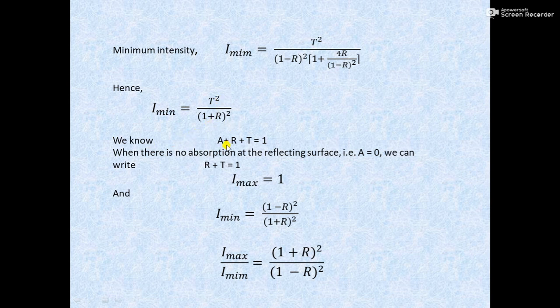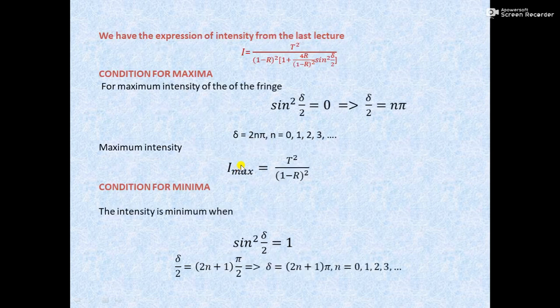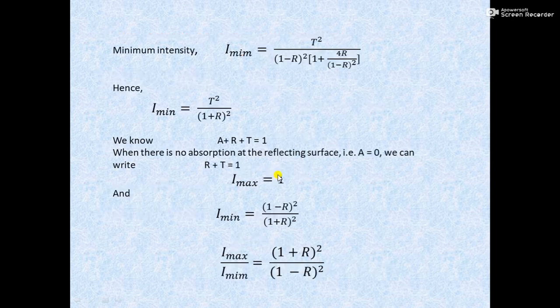Now, we know that A plus R plus T is equal to 1. R is the reflection coefficient, T is the transmission coefficient and A is the absorption coefficient. When there is no absorption at the reflecting surface, that is A is equal to 0, then we can write R plus T is equal to 1. So, T is equal to 1 minus R. If we put T is equal to 1 minus R, square divided by 1 minus R square, I max gives the value 1.